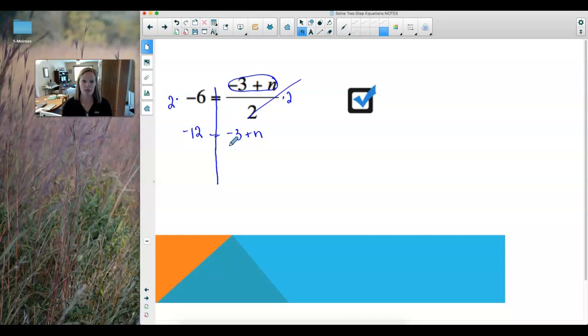Then we're going to add 3 to both sides because we want to get the variable by itself. This is a negative 3. We need a positive 3 on both sides. And again, be careful with negatives. Negative 12 plus 3 is negative 9 equals n. Now you can check your answer again using the answer check on Canvas. But remember, you should get nice whole numbers, no fractions or decimals.